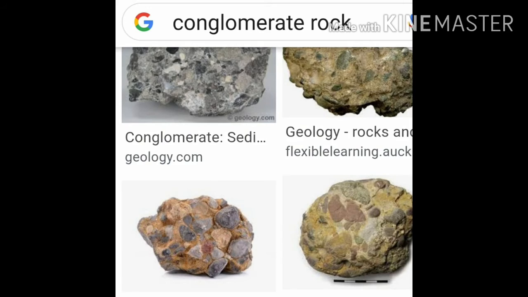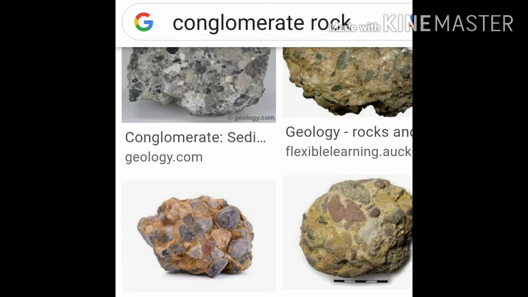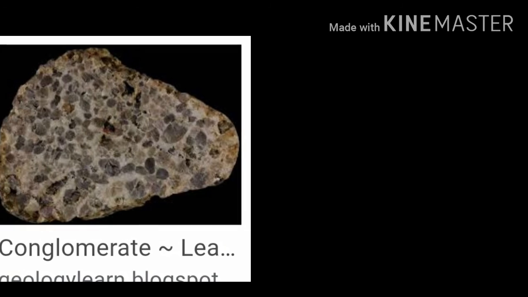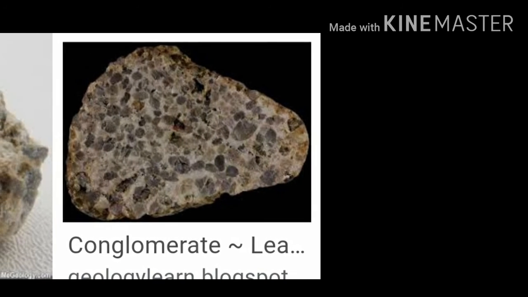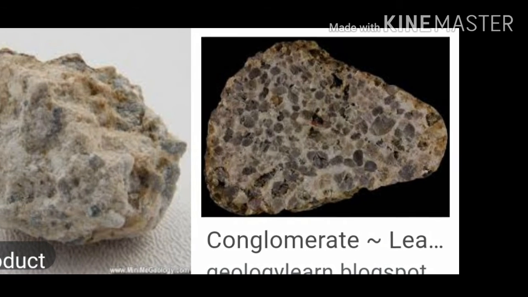Types of sedimentary rocks. Sedimentary rocks are grouped according to the way they are created and the size of the fragments they contain. Conglomerate, sandstone, shale, and limestone are examples of sedimentary rocks. First, we will see conglomerate. Conglomerate is made up of large rounded rock fragments such as pebbles, gravel, and boulders. The rock fragments are cemented together by sand and minerals. Conglomerate is used in the construction industry.